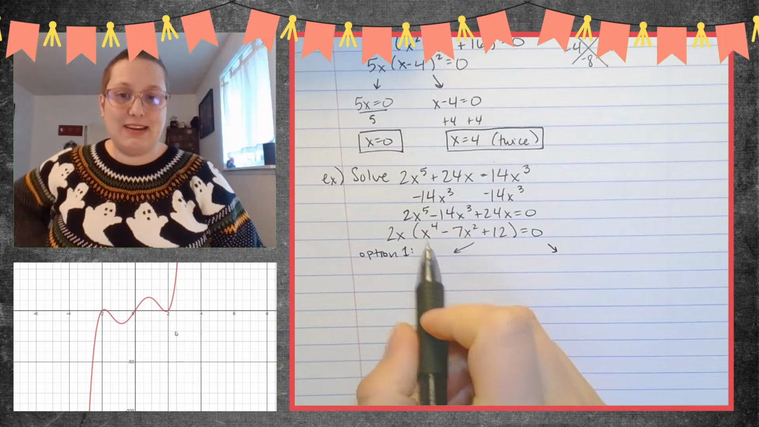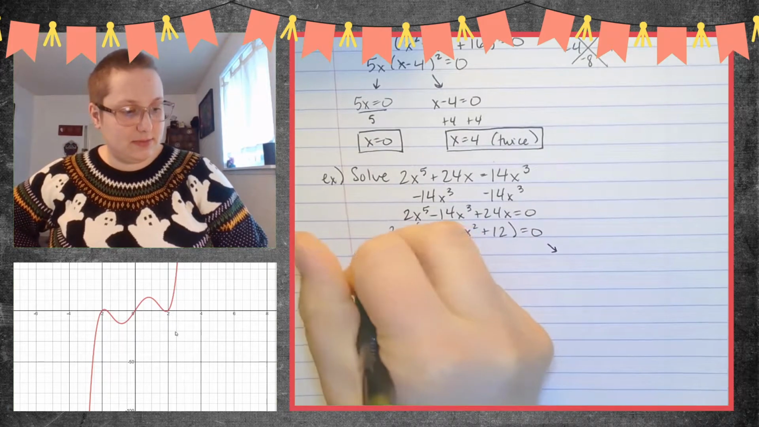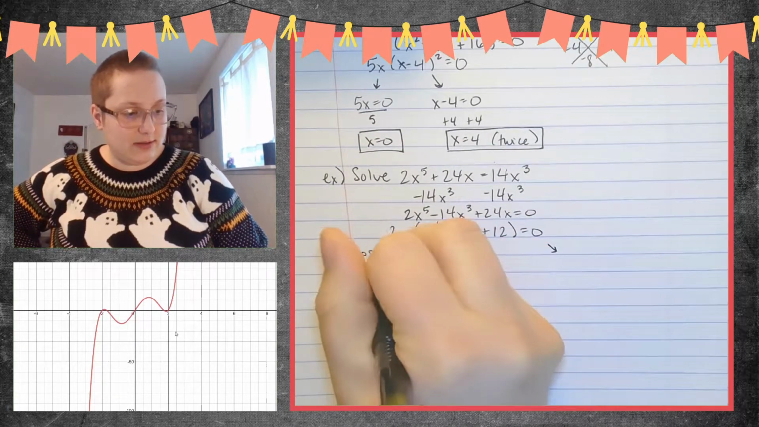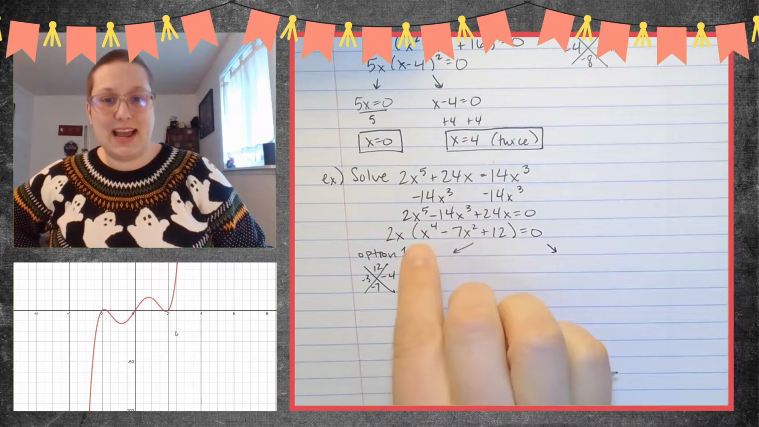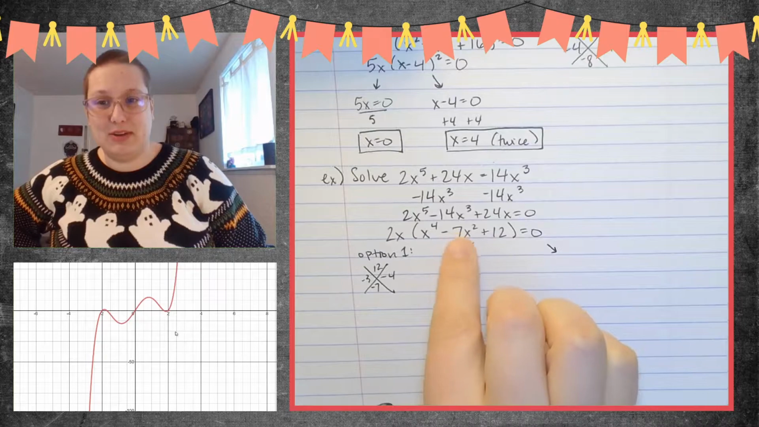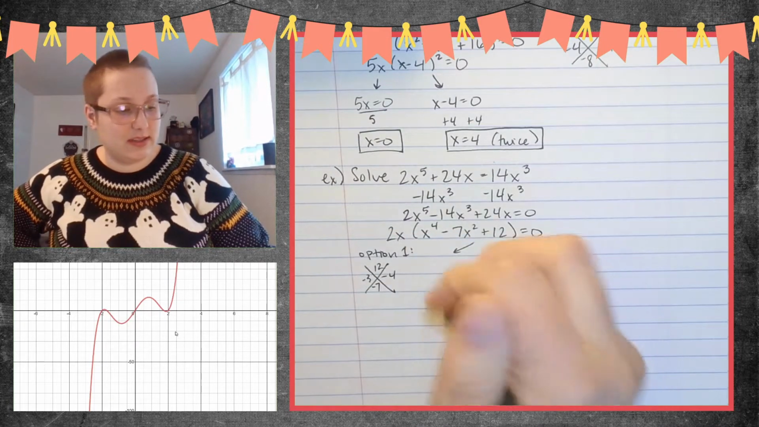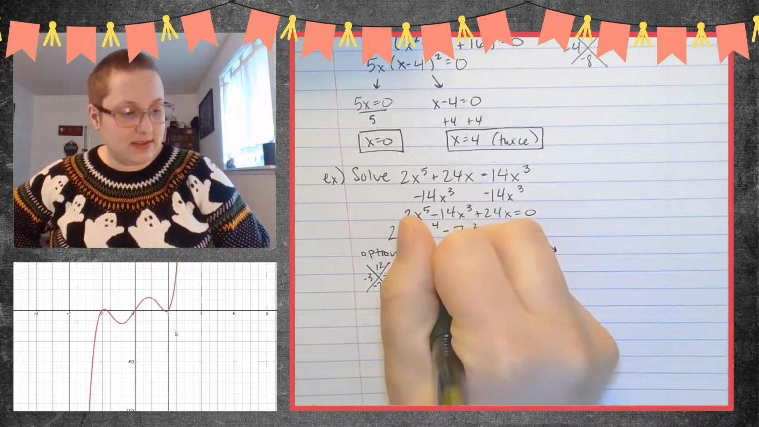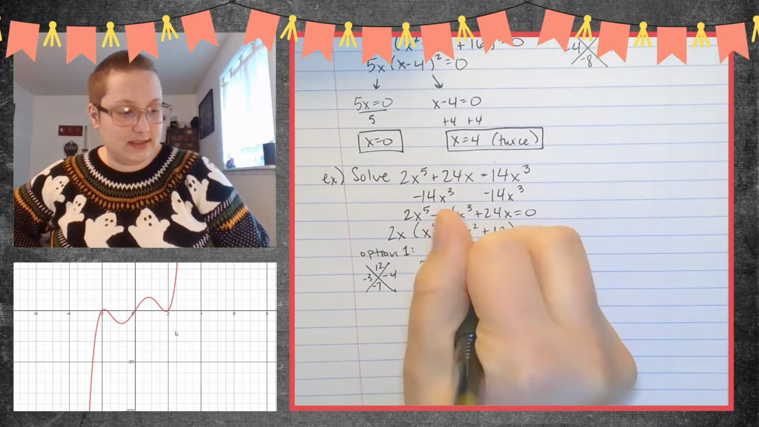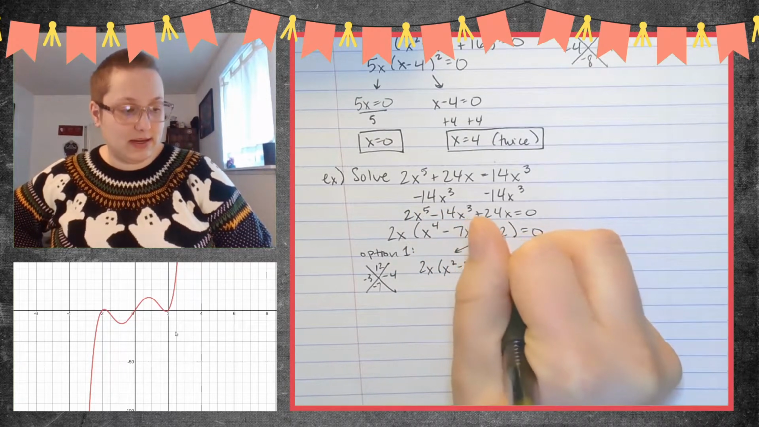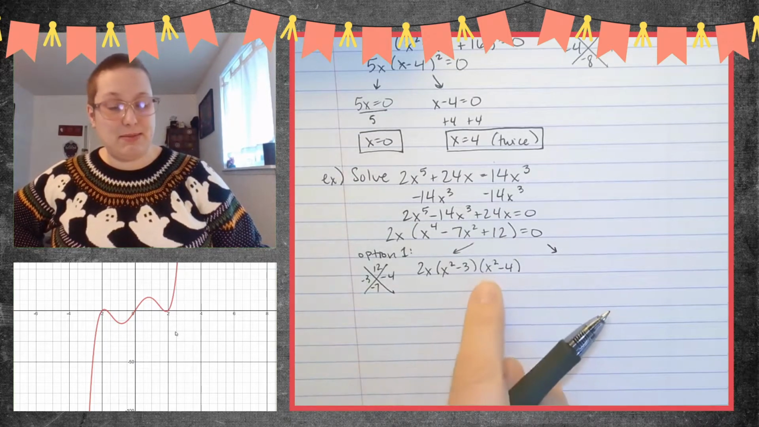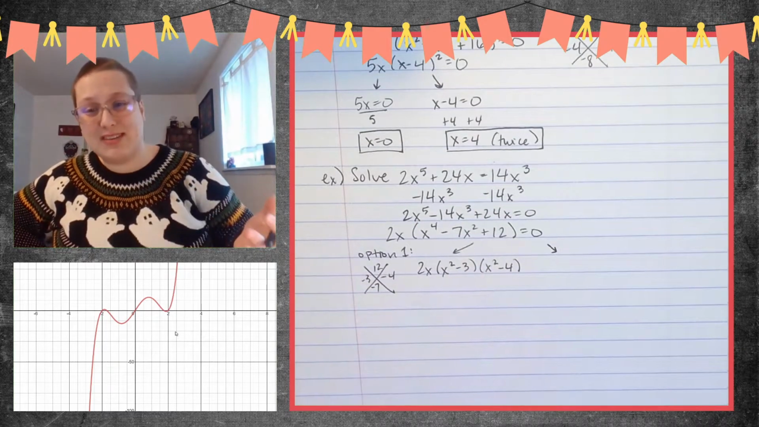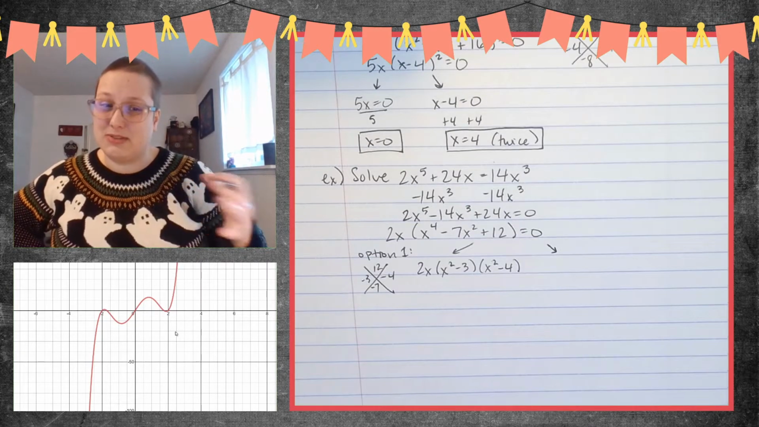So option 1, I can factor this with an x puzzle. So 12 and -7 is -3 and -4. And I know I can do that because I have a something squared times something, even though this something squared is x squared. So I have 2x still, and I have x squared minus 3, and I have x squared minus 4. And then I can keep going with this one, or I'm just trying to solve it, so I don't need to factor it completely in order to solve it.